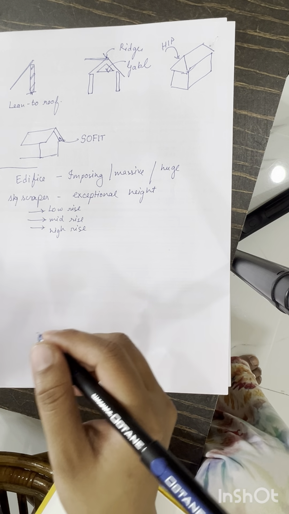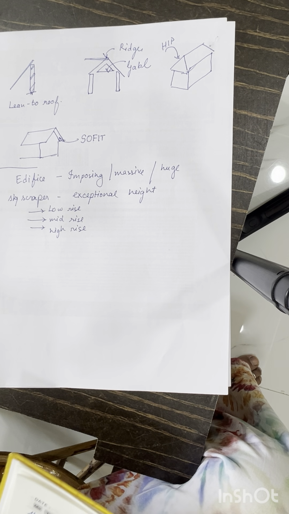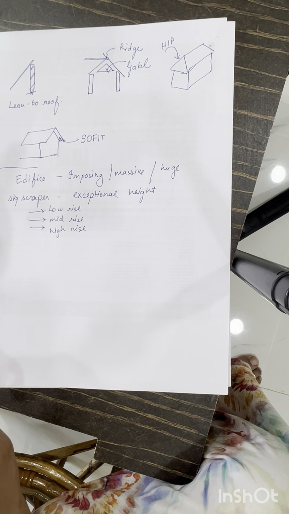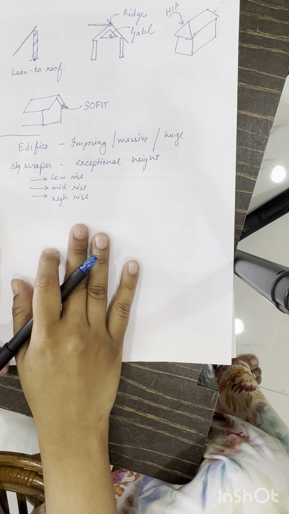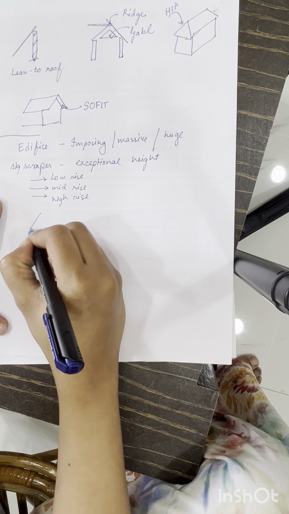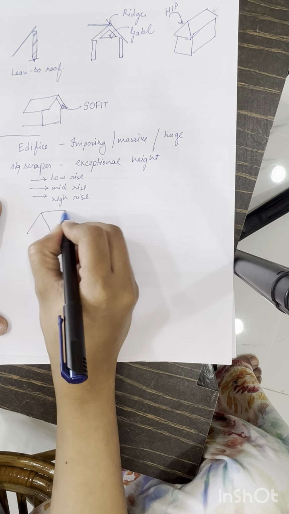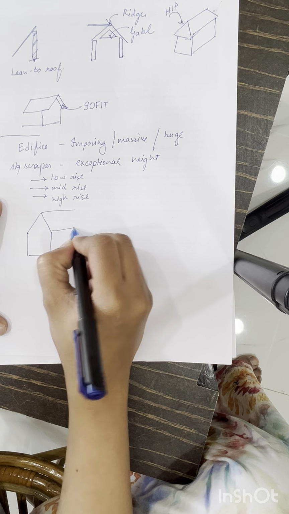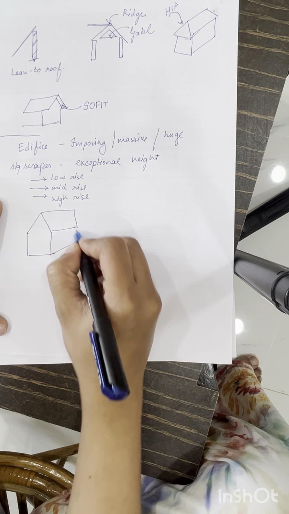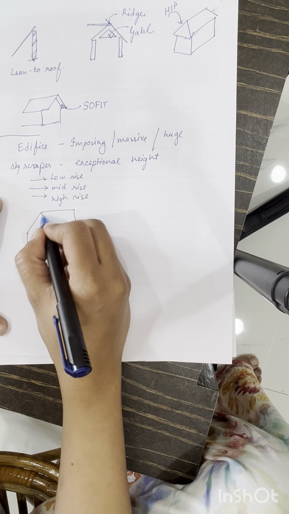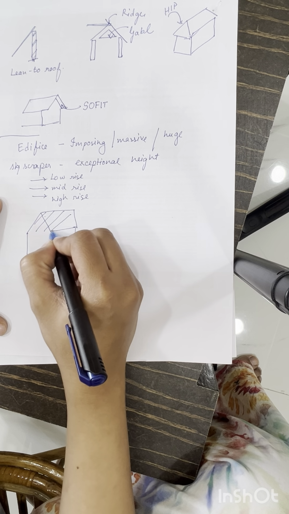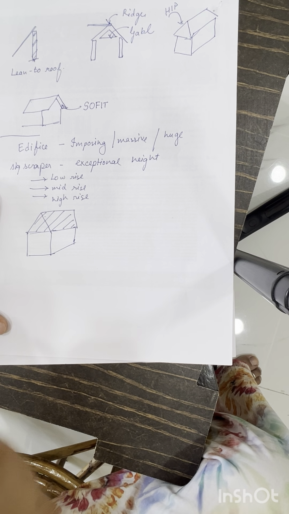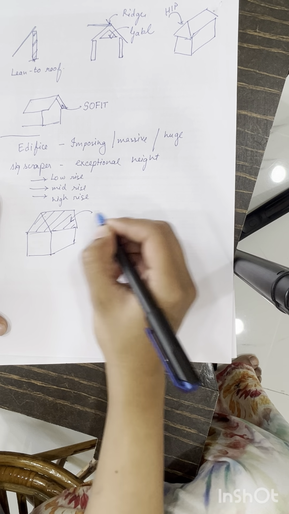Next term is an attic. Attic is a room or a space under the roof of a building. तो generally जो attic वाला space होता है, people use it for storage. If at all this is my building, then this space that is under my roof, directly under my roof, this is called an attic.